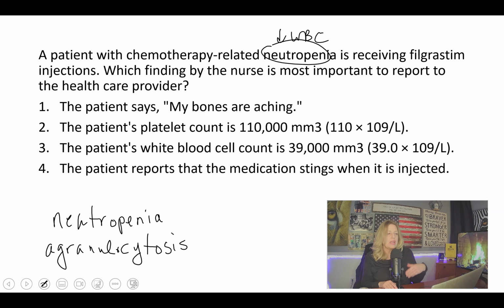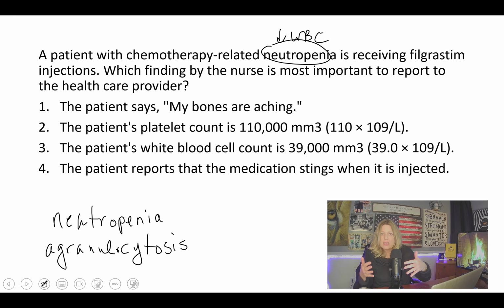All right, so it's chemotherapy-related low white count. All right, I get that. They're receiving filgrastim injections. So in this case, it's okay to assume that filgrastim is to increase white count. Even though I've never heard of filgrastim, it makes sense that that's to increase white count, okay? And that's all I know. I don't have any symptoms in the question.